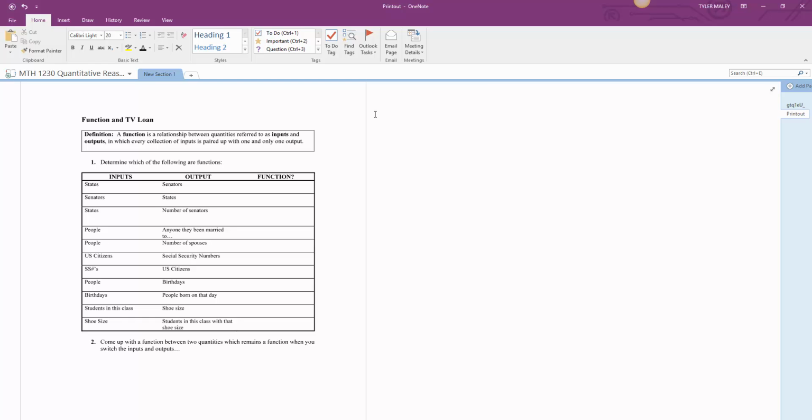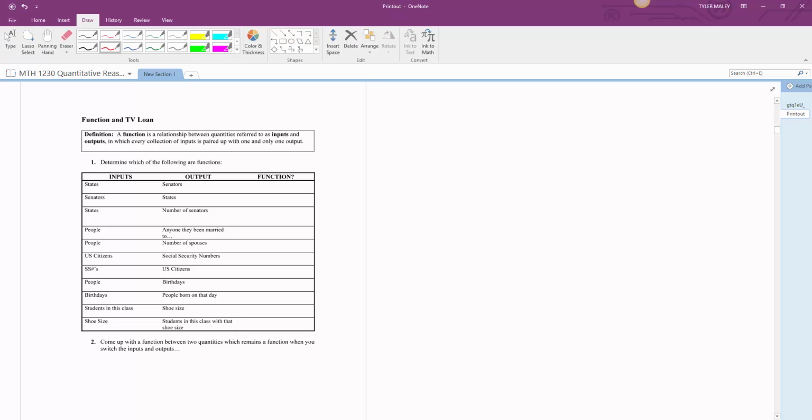So a function is a relationship between quantities referred to as inputs and outputs in which every collection of inputs is paired up with one and only one output, right? So you may have seen an example of this, maybe like in a beginning algebra class, right? You might have briefly talked about what a function is. So typically in an algebra class, we talk about a function in terms of a numerical sense, right?